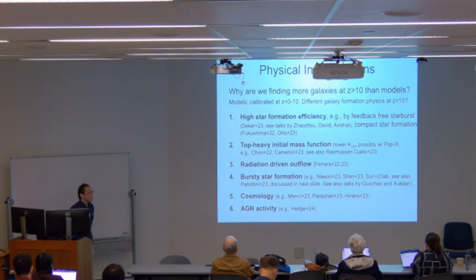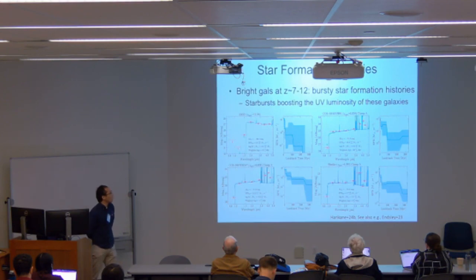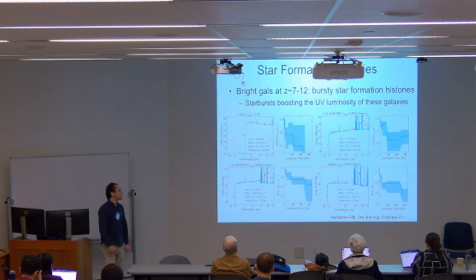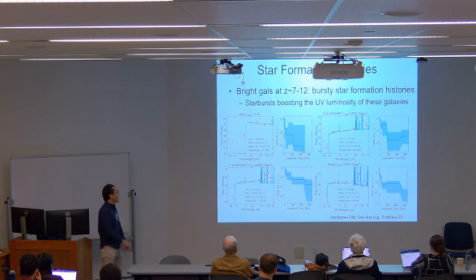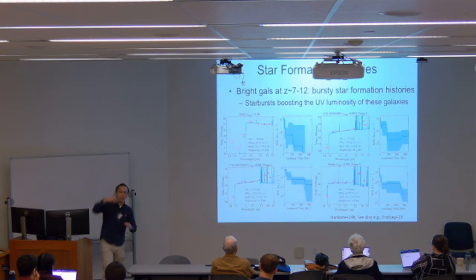Regarding the bursty star formation history, we can understand the star formation history if we conduct SED fitting analysis. We conducted SED fitting analysis for bright galaxies at z~7 to 12, whose optical emission lines are well constrained with medium-band photometry or MIRI spectroscopy. Here I show the result. As you can see, all of the galaxies fitted here show increasing star formation histories, where the star formation rate increased by a factor of 10 or 100 in the recent 100 million years. So this indicates that a recent starburst may be boosting the UV luminosity in these bright galaxies.